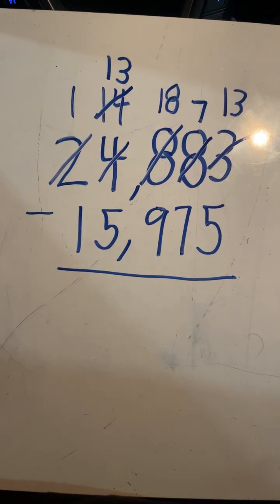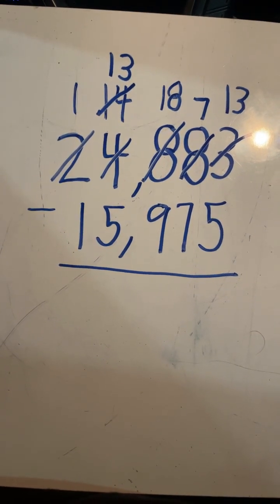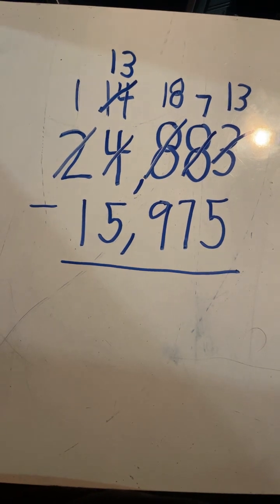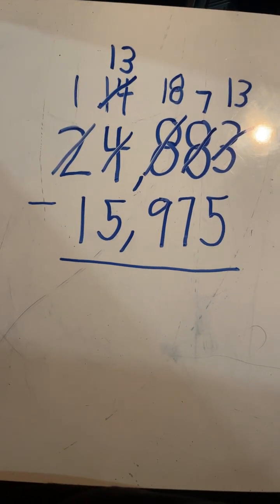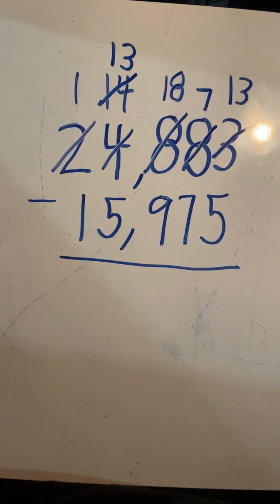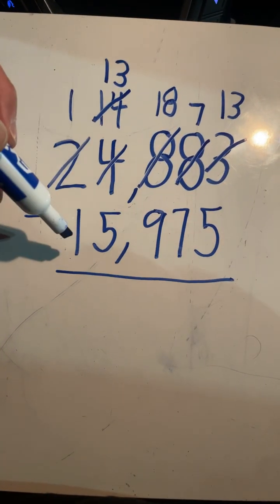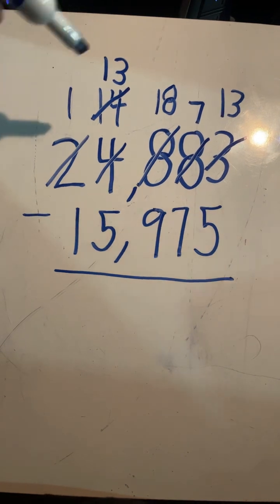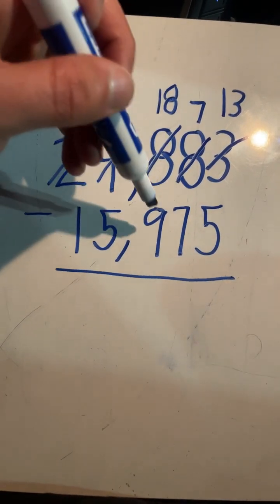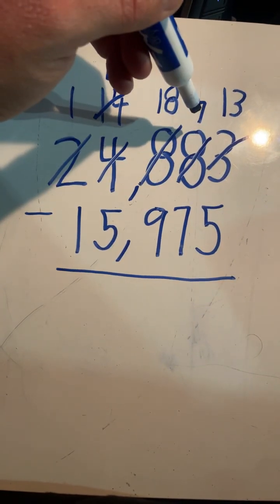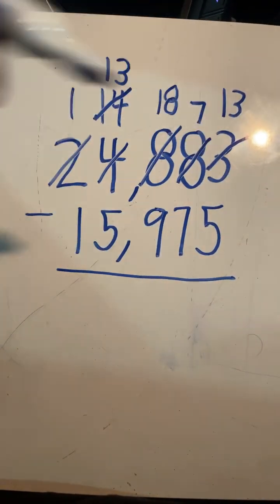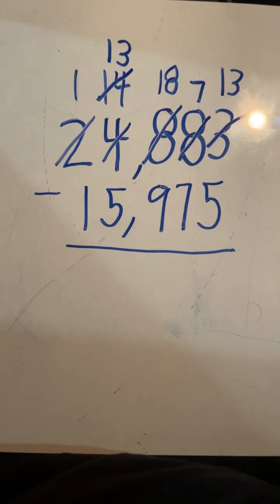So now I'm going to double check, make sure the top digits are equal to or bigger than the bottom digits. It's okay if the digits are the same, but they have to be the same or bigger. There cannot be a smaller digit on top. So 1 and 1, that works. 13 is bigger than 5. 18 is bigger than 9. 7 and 7 are the same, that works. 13 is bigger than 5. All right, so we are ready to subtract.